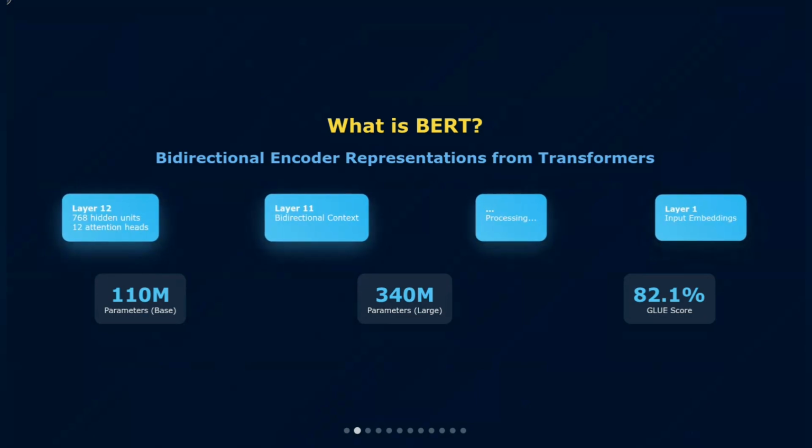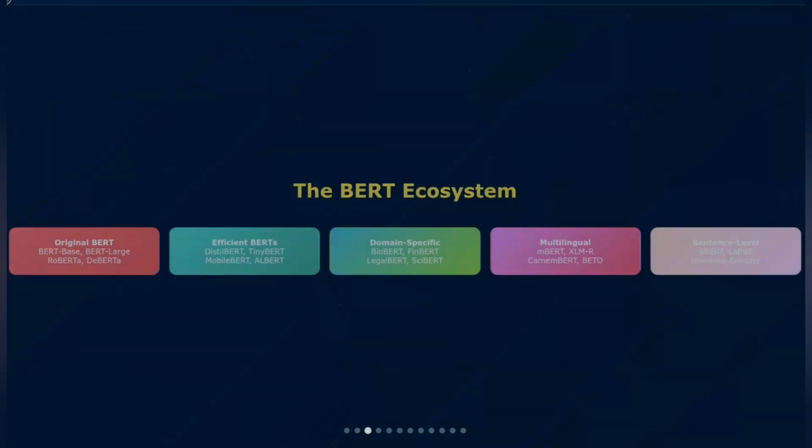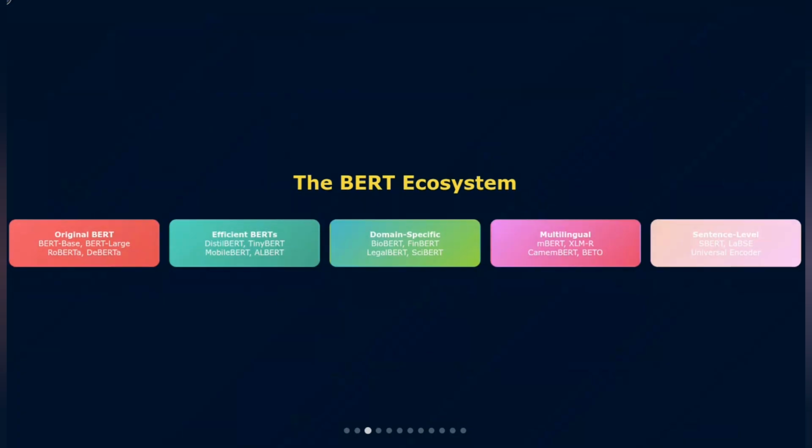But here's the catch. BERT is computationally expensive, memory-hungry, and sometimes overkill for specific domains. That's exactly why the research community went wild creating specialized variants. The BERT family has exploded into a vast ecosystem with dozens of variants, each resolving specific challenges. Let me organize this complexity for you.